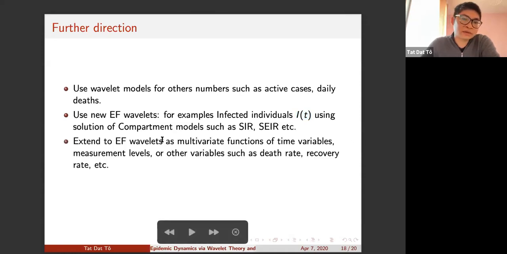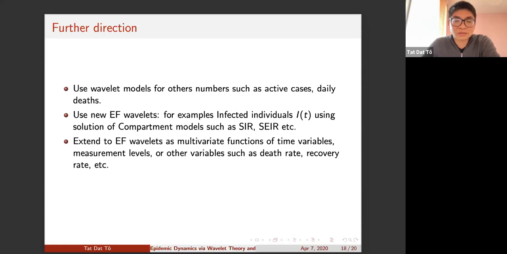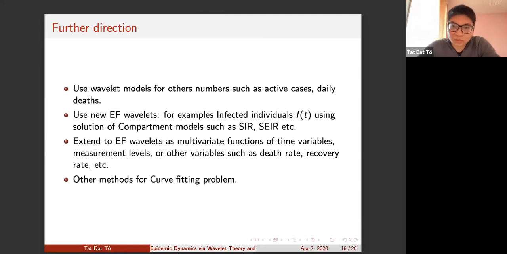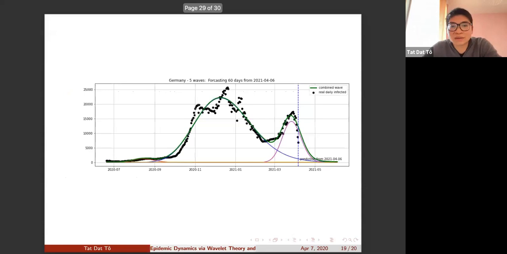So we can extend wavelets to multivariate functions, I mean, functions depending on many variables. Here I just use a function of one variable, time, but of course we can use other variables like the measurement levels, or others like death rate, recovery rate, etc. This would be a nice direction, but of course we must use a lot of computer resources, and try to find good methods for the curve fitting problem. Finding the parameters, we must solve an optimization problem, and how to choose a good one is also a problem.